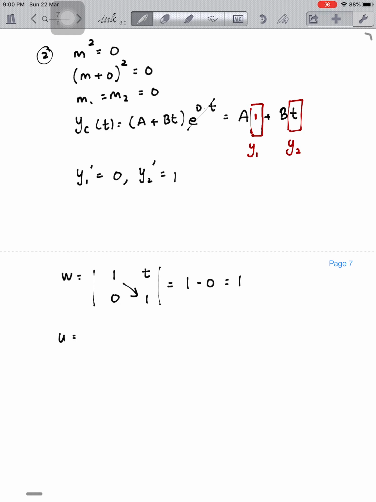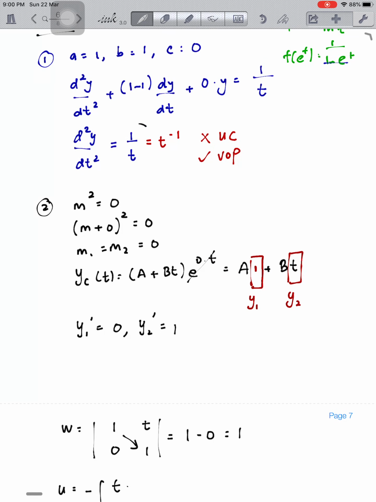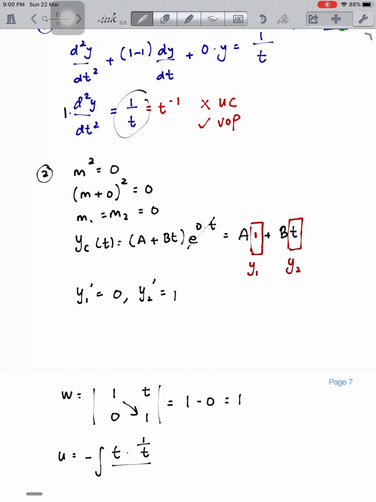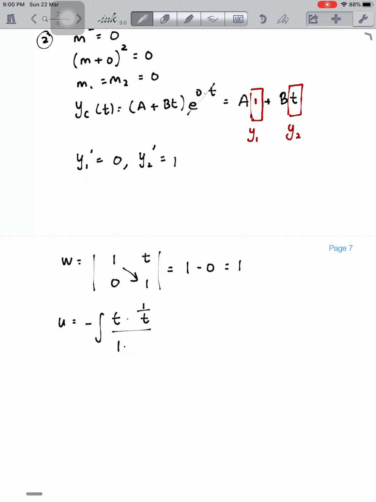So u is going to equal negative integration of y2, and my y2 is going to equal t, multiplied by f of t, which for this case is going to be 1 over t, and over aW. For this case, our value of a and our value of the Wronskian is also 1, so dt. And when I simplify, of course, t multiplied by 1 over t, I will end up with negative integration of 1 dt, which is negative t plus integration constant c. So that is going to be the u function.